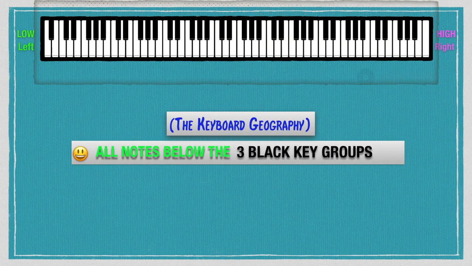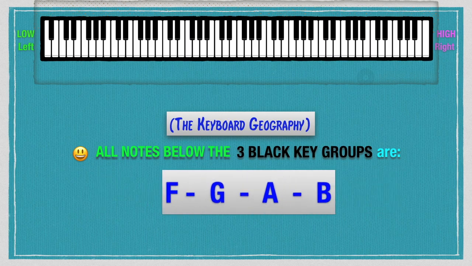All notes below the three black key groups are F, G, A, and B. Those are the first F, G, A, B, the second, third, fourth, fifth, sixth, and the seventh F, G, A, B.